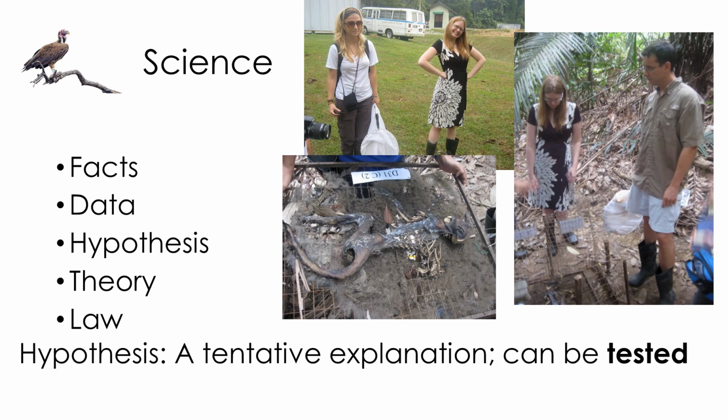Now, once we've gathered facts and data, once we've looked at all these bits of information, this is when we start creating a tentative explanation for the observation, for the phenomenon, for the scientific problem that we're looking at. So this we call a hypothesis. So hypothesis, this is a tentative explanation. Some people call it an educated guess, and that's a very apt idea.